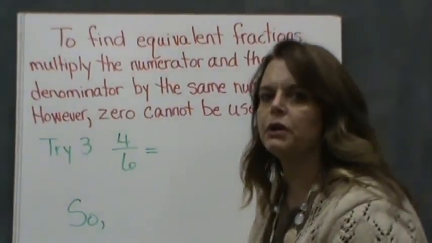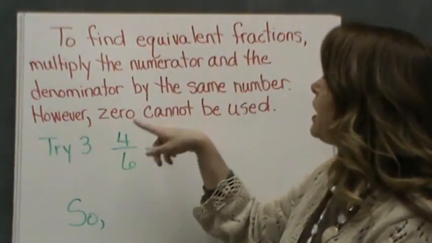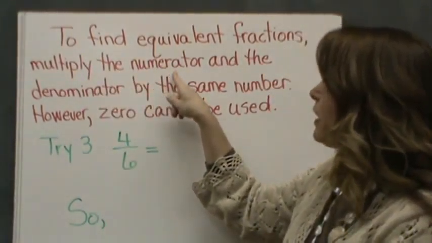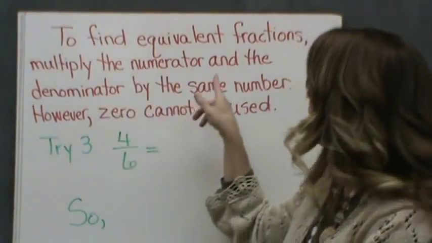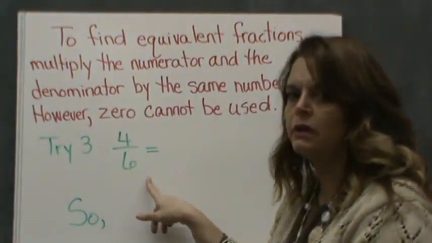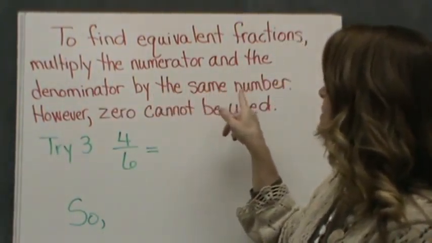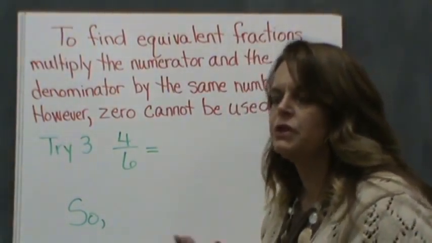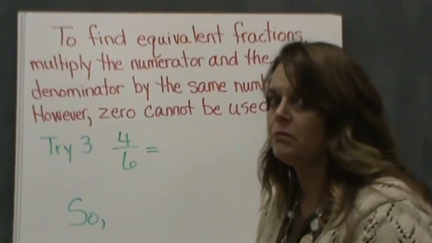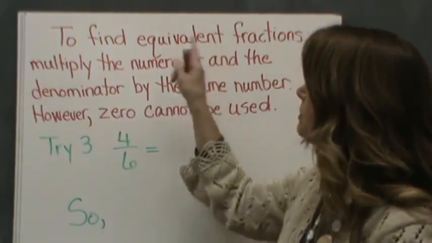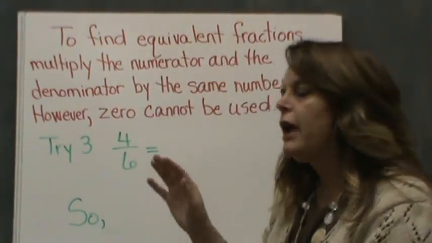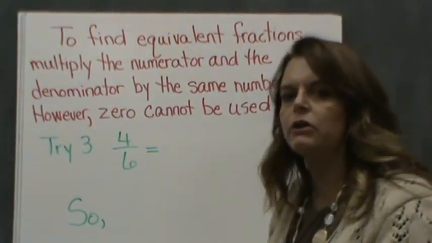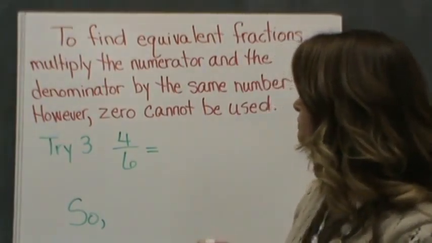Now this is important. To find equivalent fractions, all you have to do is multiply the numerator, that's the number on the top, and the denominator, the number on the bottom, by the same number. However, you cannot use 0 because 0 isn't equivalent to anything but 0. So you can't use 0, but you can pick any other number and multiply your numerator and your denominator and you'll find an equivalent fraction.